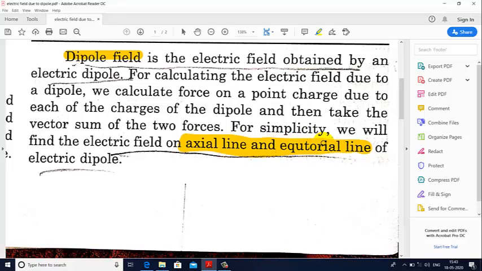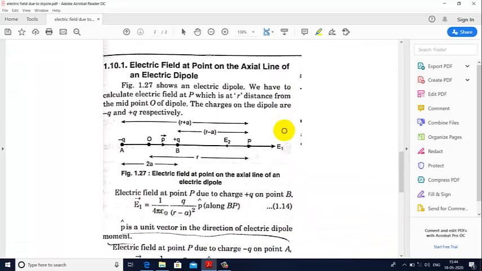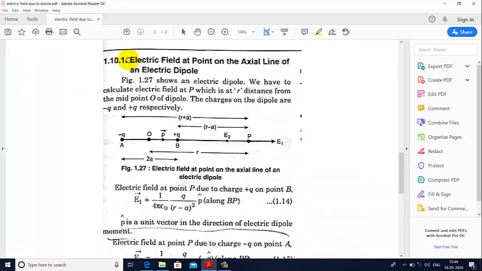In the first case we will find the electric field due to an electric dipole on an axial line. Then we will find the electric field at a point on equatorial line. I will later explain to you the meaning of axial line and equatorial line. So first I will discuss electric field at a point on the axial line of electric dipole.